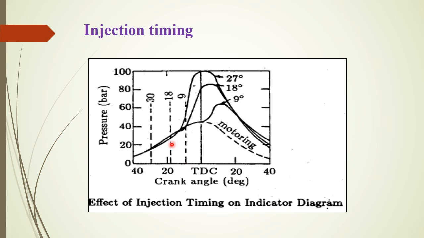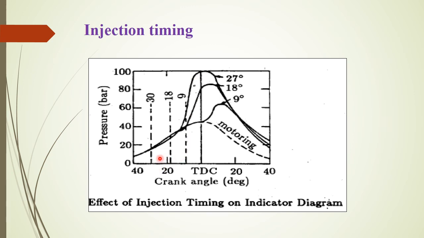Here it is shown that the start of injection is 9 degrees before TDC, 18 degrees before TDC, or 27 degrees before TDC. If you see here, if it is 9 degrees before TDC, the pressure rise occurs many degrees after TDC. If it is 18 degrees, then it is near the TDC. If it is 30 degrees, it is before TDC, which means it is a steep pressure rise, a high pressure rise.